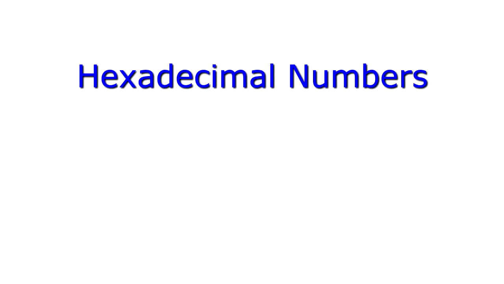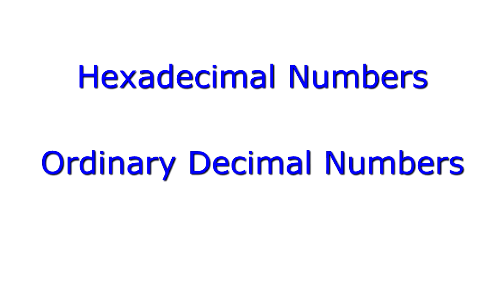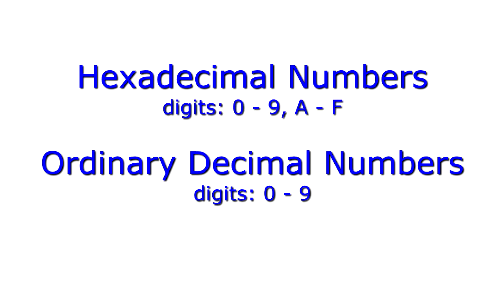Hexadecimal is an alternative form for representing numbers. Ordinary numbers are called decimal because each digit can have 10 different possible values, 0 through 9. In hexadecimal, each digit can have 16 different values, 0 through 9, as we have in decimal, and A through F. The digits A through F represent the values 10 through 15 respectively. So each hexadecimal digit has a value 0 through F, which represent the values 0 through 15.